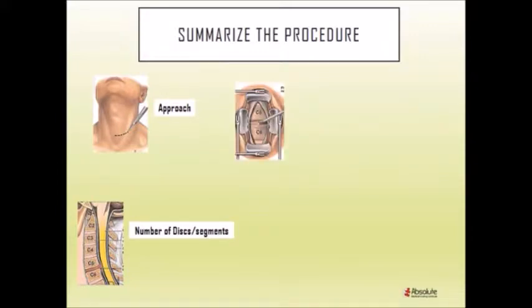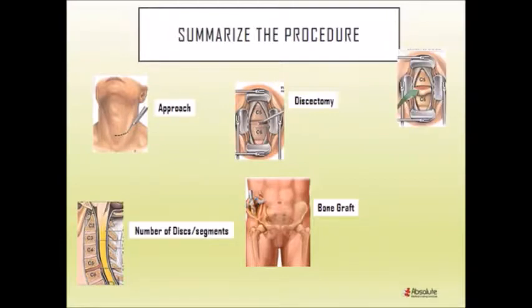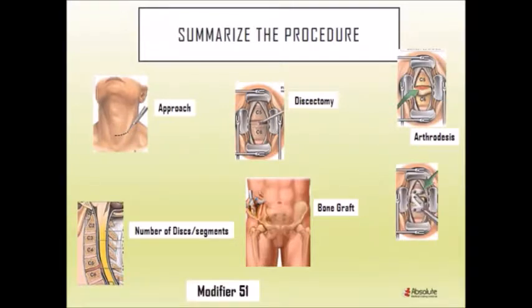The next thing we have to do is code for the actual discectomy, which is the removal of the disc. Then we code for the harvest of the bone graft. Next, we took the graft and performed arthrodesis. That's placing the bone graft in the area where the disc was. In fact, the bone graft is an implant. And finally, we have to code for the instrumentation.